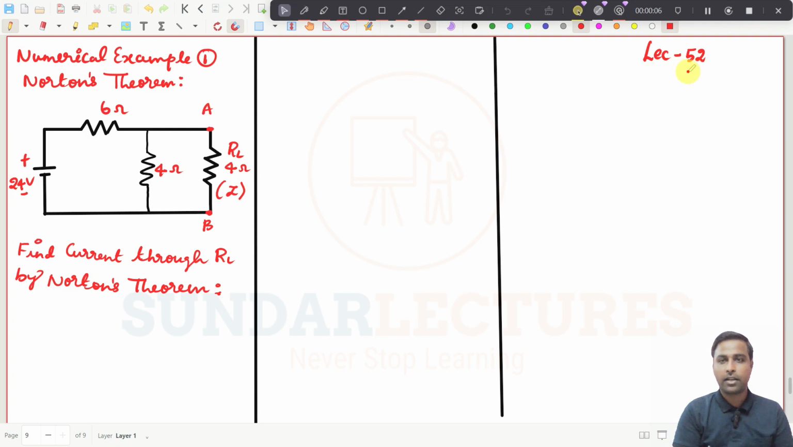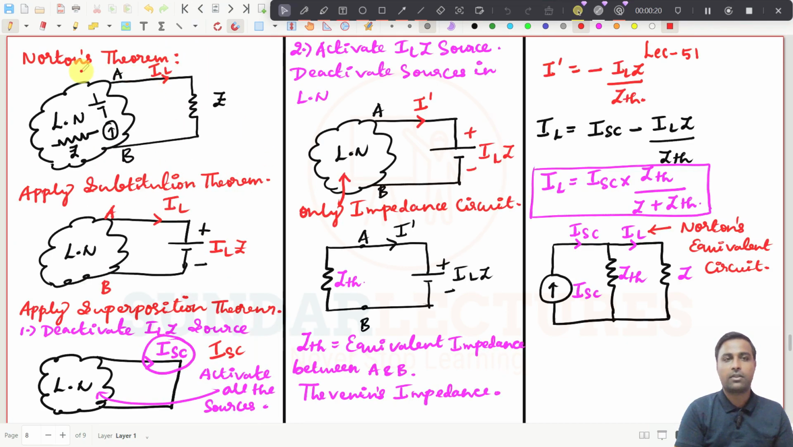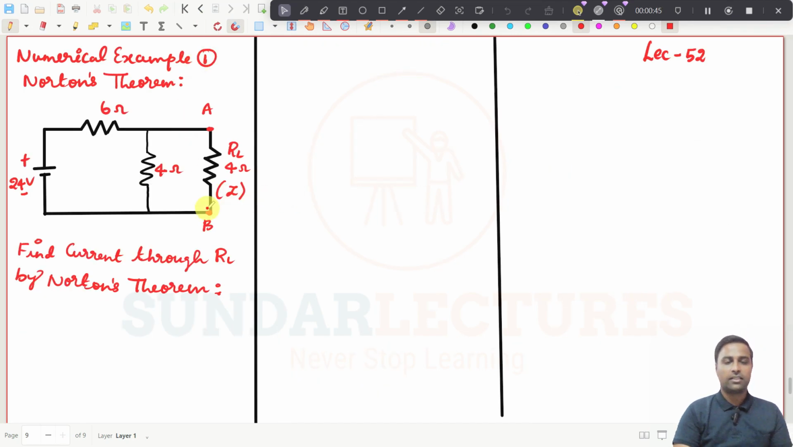This is lecture number 52, and in this lecture, we are going to take a numerical example for Norton's theorem. By applying Norton's theorem, we are going to solve this particular problem. Last class we saw what Norton's theorem is, and we derived the expression to find the load current in a particular resistor if a linear network is given to us. That linear network we converted into the Norton's equivalent circuit. We know how to find ISC and ZTH, and that is what we are going to apply in this particular network.